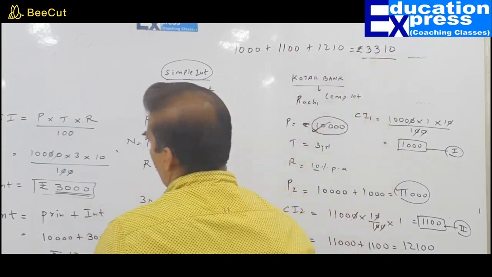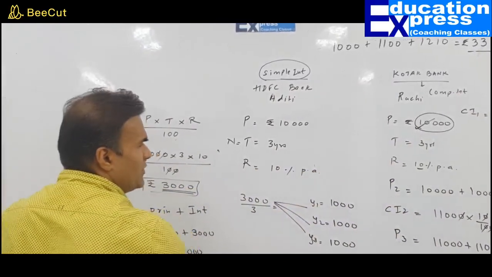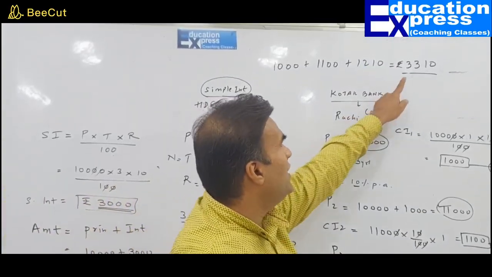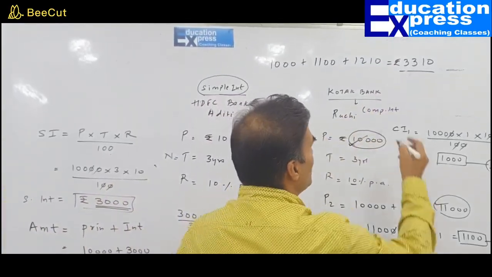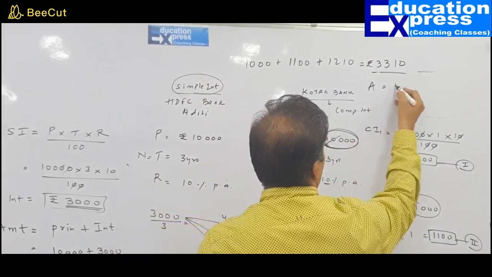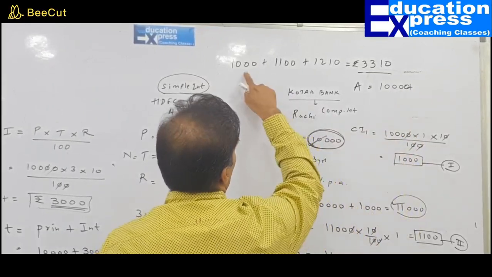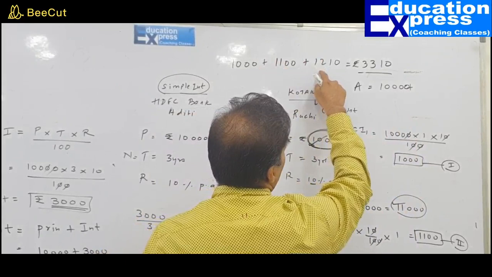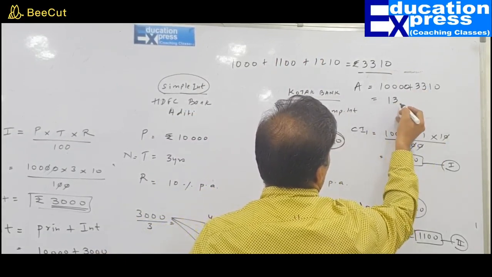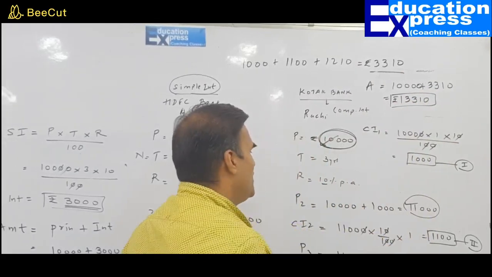You know what? In simple interest, I received interest of only 3000. Whereas in case of compound interest, I received interest of 3310. What is the total amount that a person will receive? So the total amount would be your principal 10,000 plus the total interest that you received in 3 years, 1 plus 2 plus 3, that is 3310. So the total would be 13,310 rupees is the amount that you are going to receive.